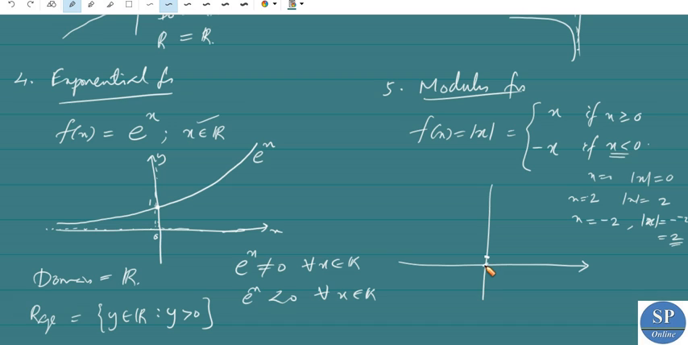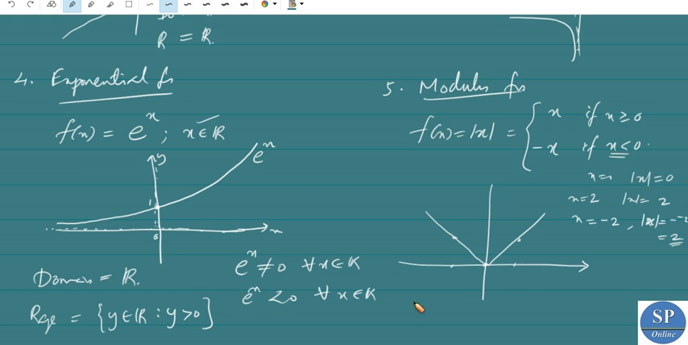So this is the point. When x equal to 2, we have modulus of x equal to 2. So it will be here. And when x equal to minus 2, then the value of mod x is also 2. So the graph will be like this. Okay, so this will be the graph of the modulus function.